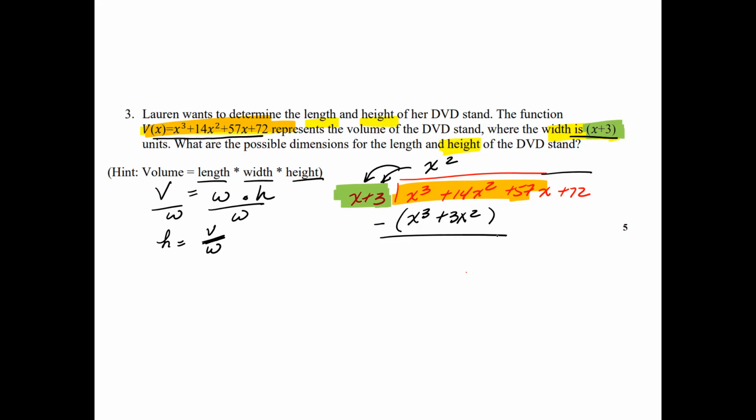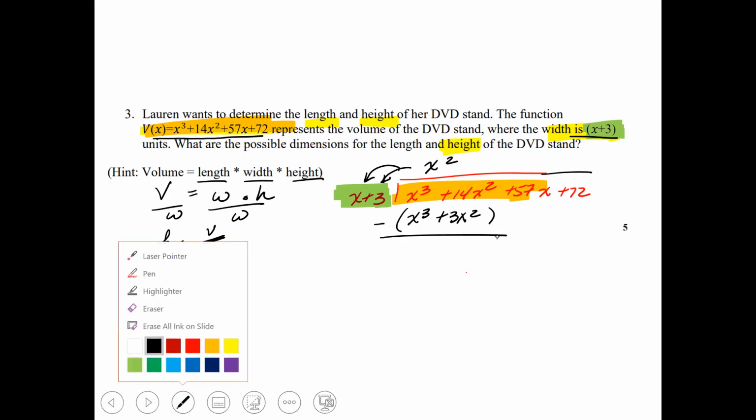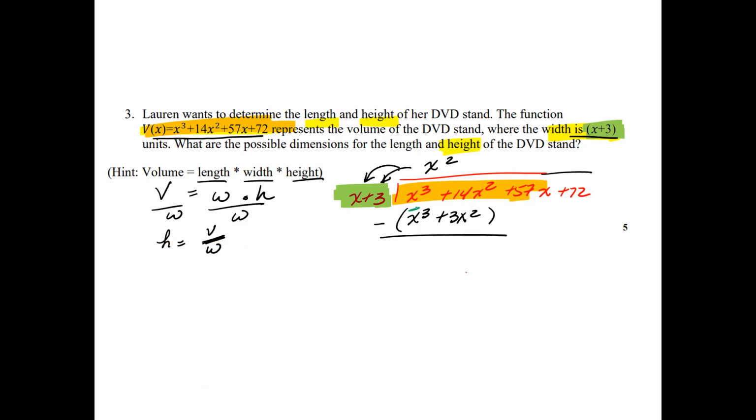All right, so then I'm gonna go ahead and subtract this, you guys. And so when I subtract this, keep in mind that becomes a negative, that becomes a negative. So when you're subtracting it, you can see that x cubed cancels, right? It's gone. But then 14 minus 3 gives me an 11x squared. I'm gonna bring down that 57x.